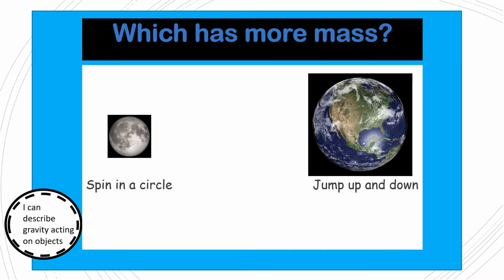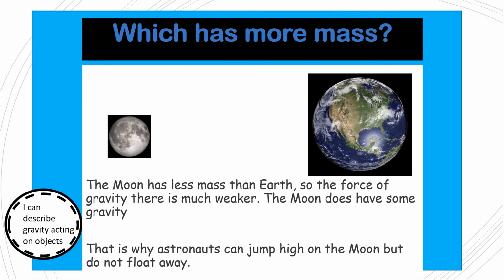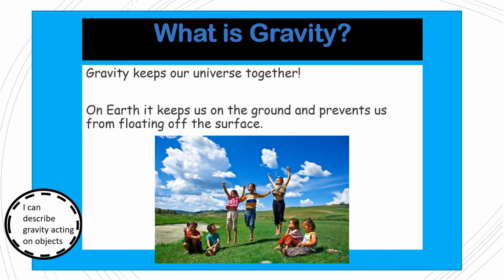Look at these two pictures. Think about which one has more mass. The moon has less mass than the Earth, so the force of gravity there is much weaker. The moon does have some gravity. That is why astronauts can jump high on the moon but do not float away. What is gravity? Gravity keeps our universe together. On Earth, it keeps us on the ground and prevents us from floating off the surface. Could you imagine if we were floating everywhere? That would be strange.